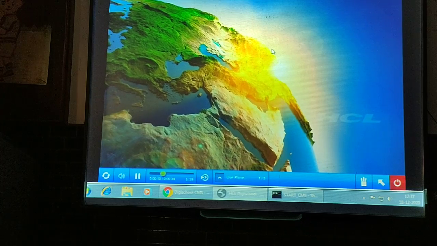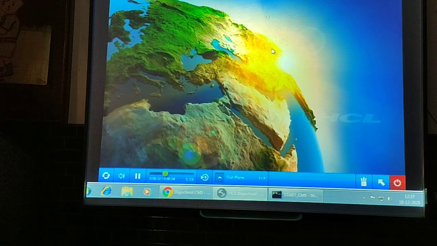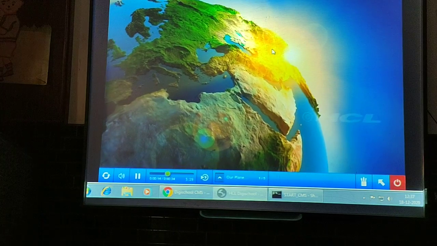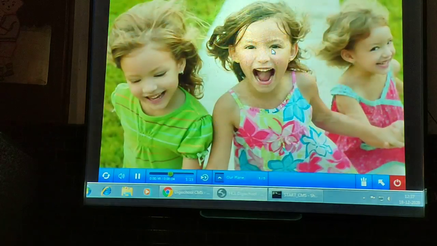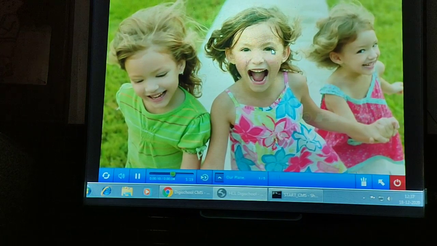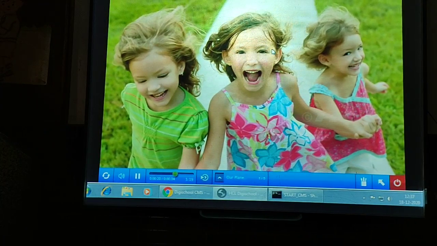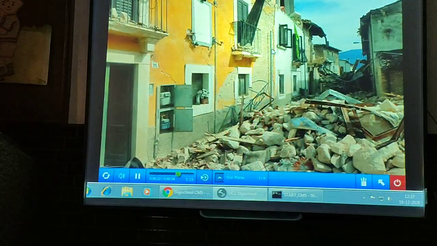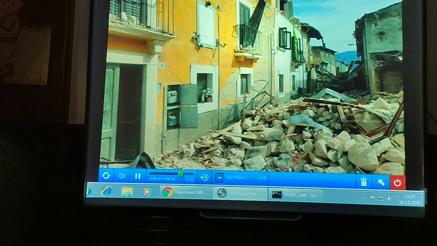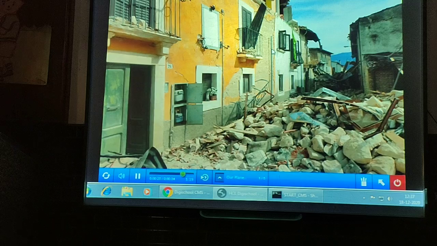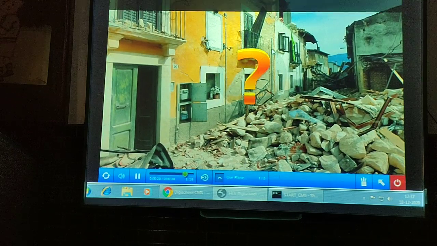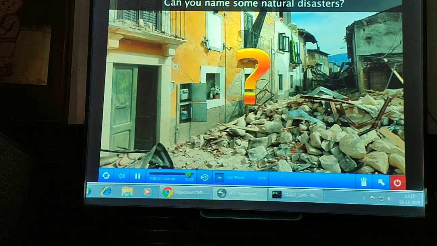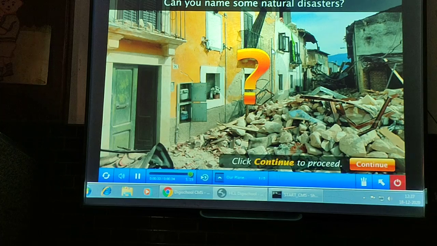In our solar system, planet Earth is known to be the only planet to support life. Earth is a peaceful place for human survival. However, when natural disasters strike, they cause great damage to life. Can you name some natural disasters that you know of?